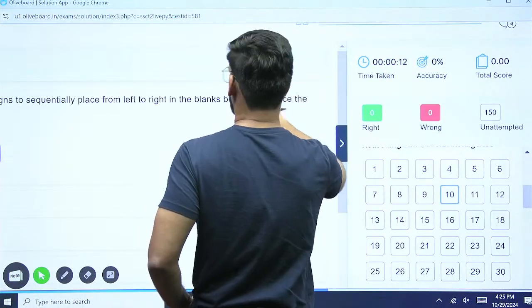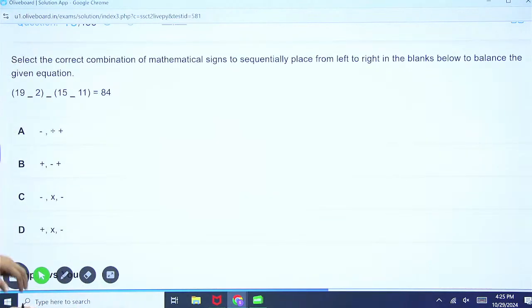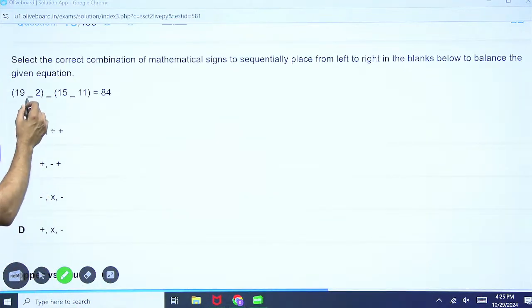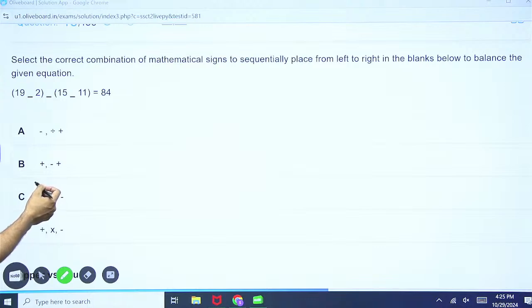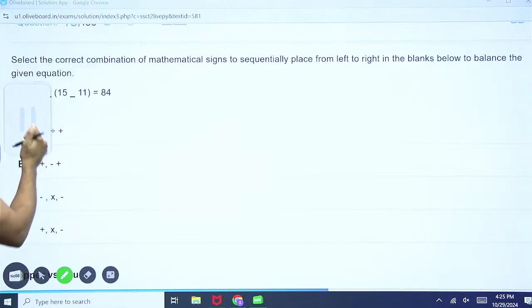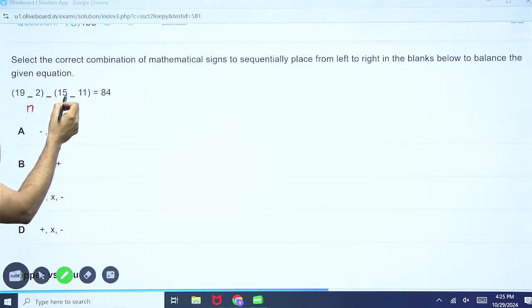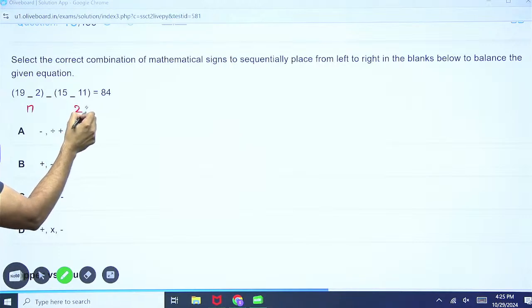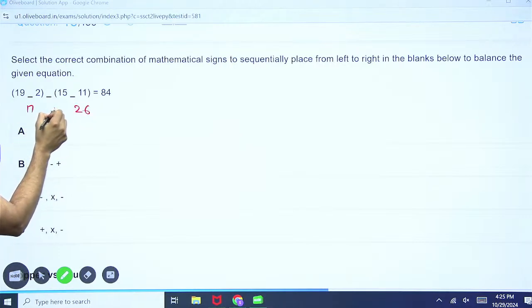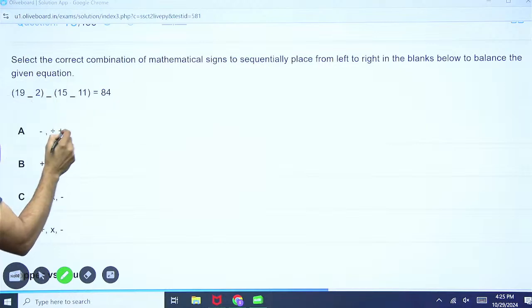Tenth question is again from the mathematical operation. We need to fill these blanks in order to get the right answer. Divide is used here in option number 1. Solving the bracket first, it will become 17 because minus is given. This will become plus, so 15 and 11, 26. But we cannot divide 17 by 26. We cannot get 84, and hence the first one is wrong.